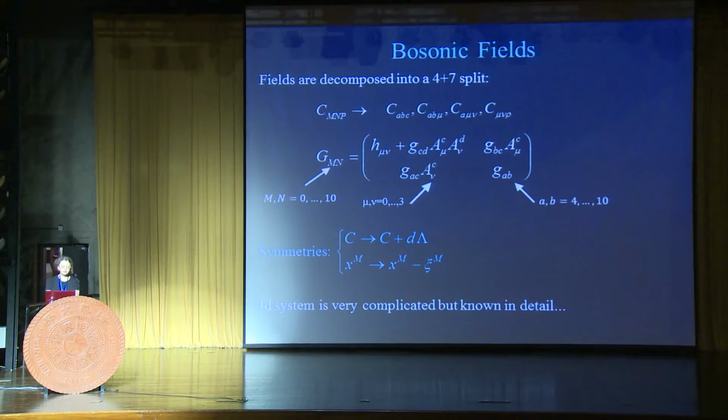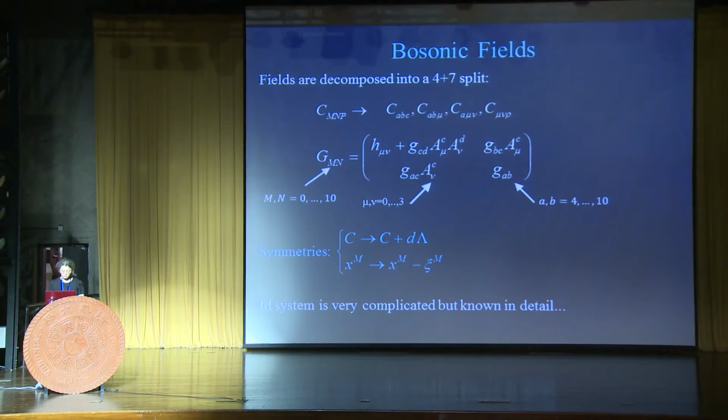We take the 11-dimensional fields and decompose them into a 4+7 split. Here we go with the 3-form and the metric. Also, the symmetries of 11-dimensional supergravity give rise to a series of symmetries in 4 dimensions. From the 4-dimensional point of view, the system is very complicated, with many fields and many transformations. But we know it has a simple origin. This is nothing else than 11-dimensional supergravity. So we can hope to get a handle on this.